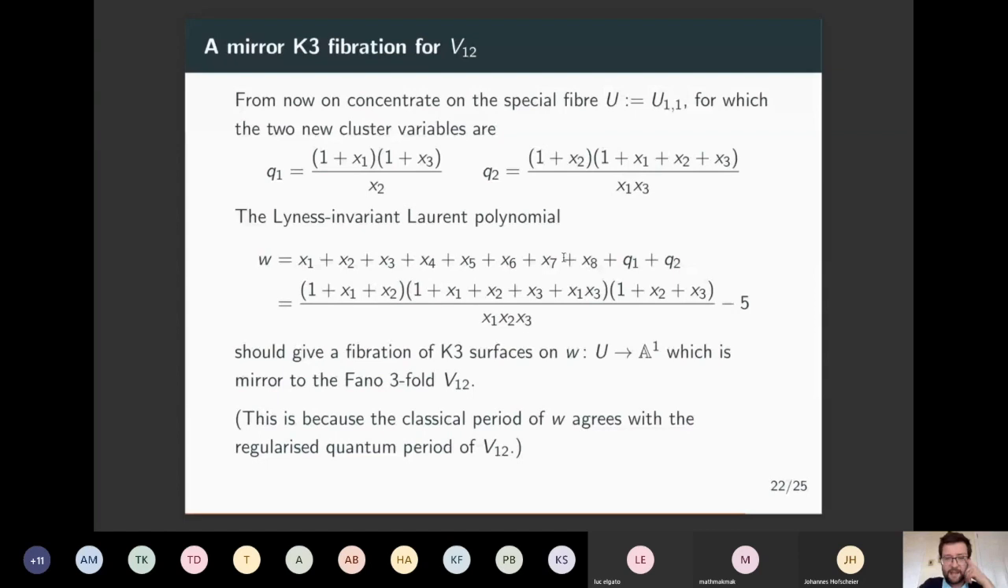And so this Laurent polynomial, if you just go away and type it into your computer and work out what the classical period of this thing is, you'll find that it agrees with the regularized quantum period of V12. If you don't know what that means, then don't worry, but I know a lot of people listening will.